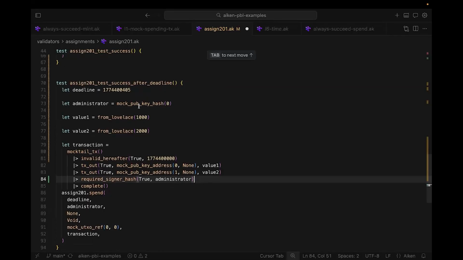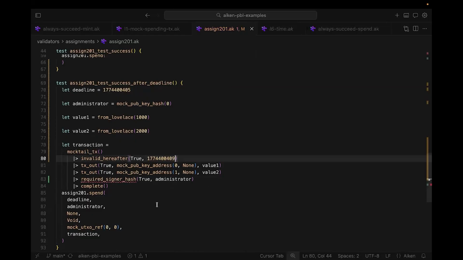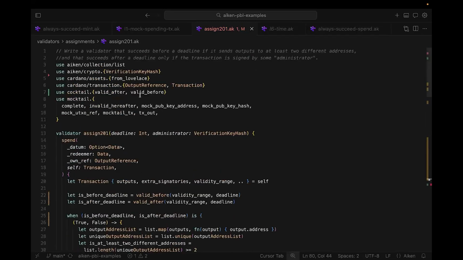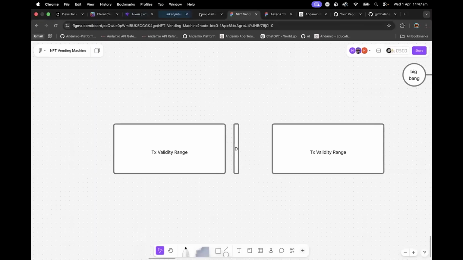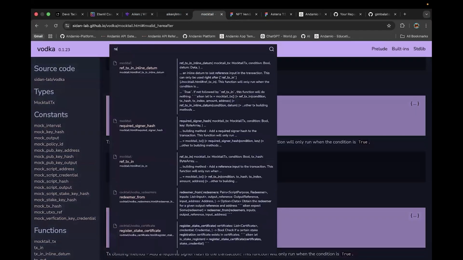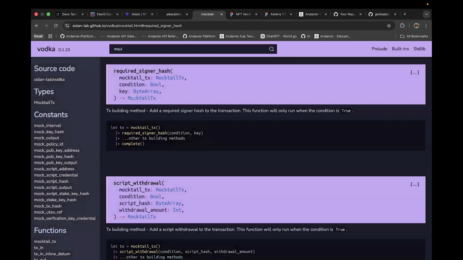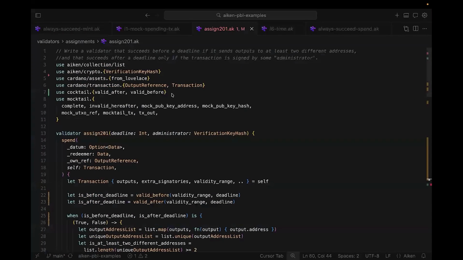And instead of this, I want to put a little more than this. So I'll copy this and change it to like 9. It doesn't matter, just like 4 milliseconds. Or required signer hash. We need to get that. Where are we getting the required signer hash from? Is it from Mocktail? Yeah, from required. Okay, cool. Where is this valid before?